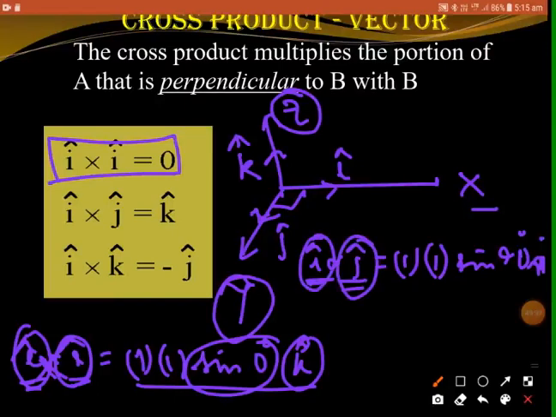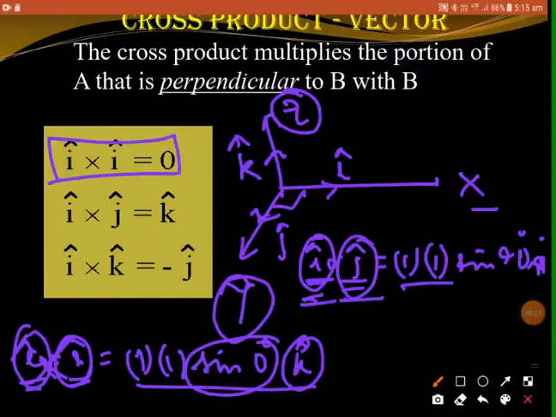It will be either positive z-axis or negative z-axis. Got it? So let's see. If you are going to turn your right hand from x-axis to y-axis, then it will be turning toward the z-axis, right?